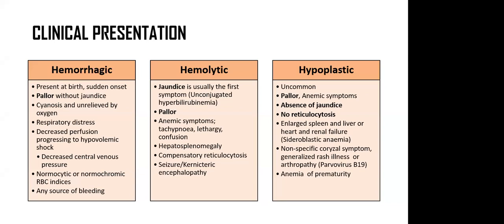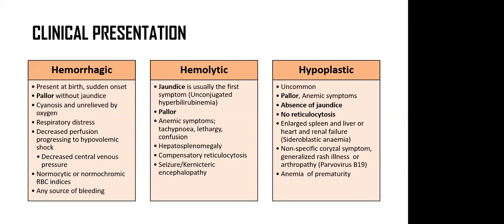So in hemolytics, aside from pallor, we also have jaundice, which, contrary to the hemorrhagic, doesn't have any jaundice. And jaundice in hemolytic is usually the first symptom due to the presence of unconjugated hyperbilirubinemia. And the patient could also present with anemic symptoms, and also hepatosplenomegaly, with compensatory reticulocytosis in the lab investigations. And also the neonate can have seizure due to the bilirubin encephalopathy.